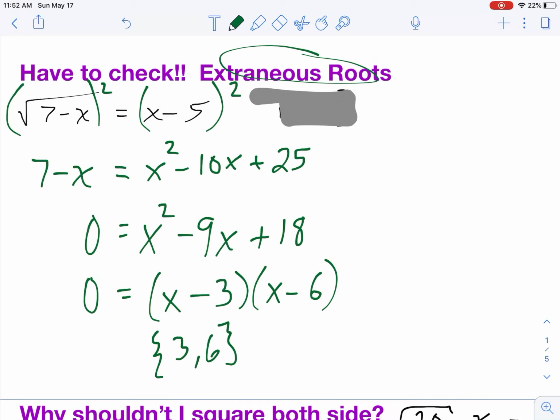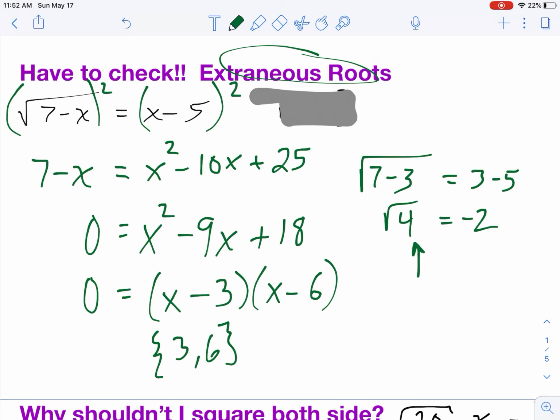You got to check for extraneous roots. So go back and check. Square root of 7 minus 3, is that the same thing as 3 minus 5? Okay, the square root of 4, is that the same thing as -2? Well, yeah, that's that tricky thing again.